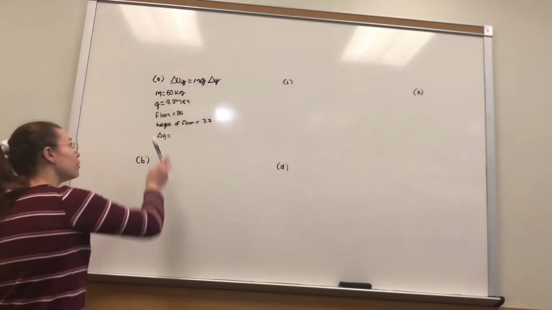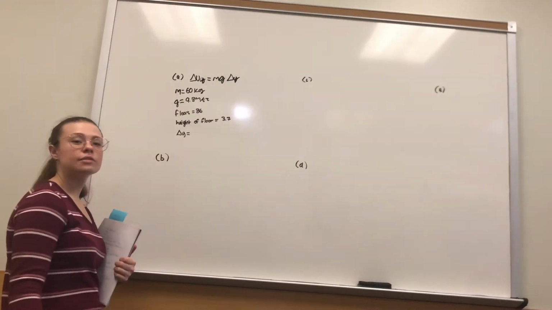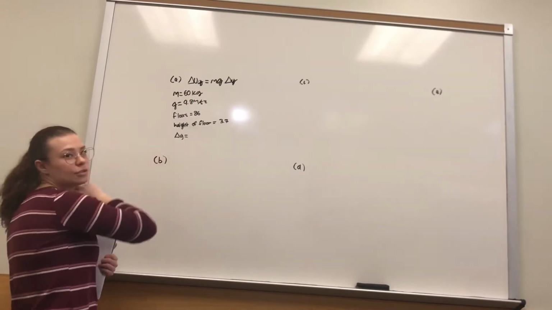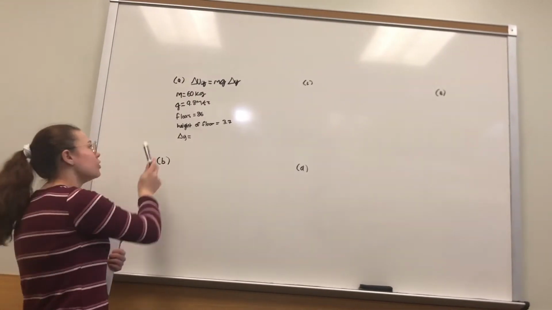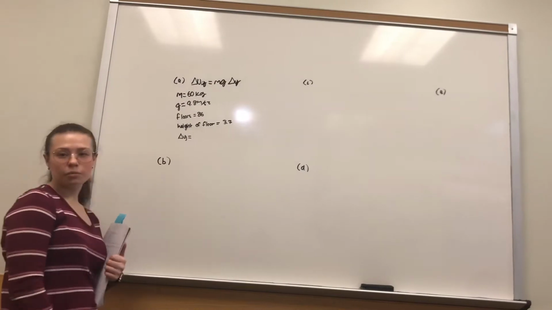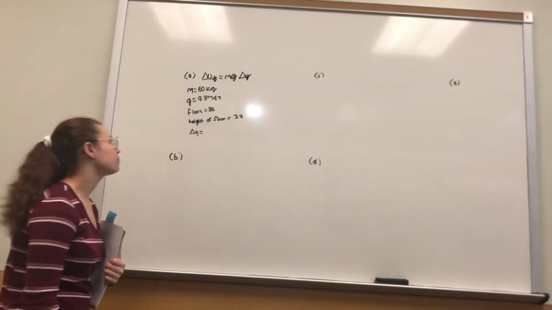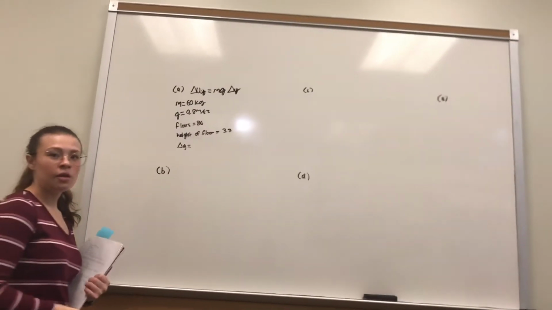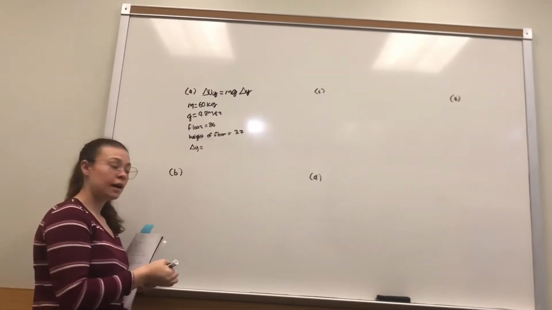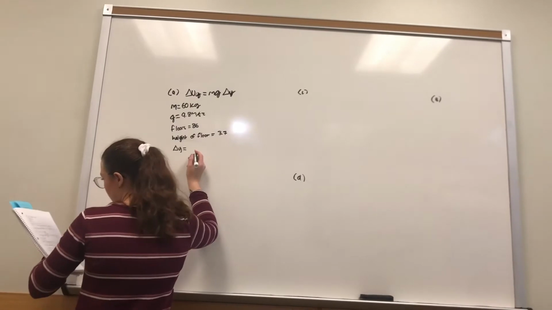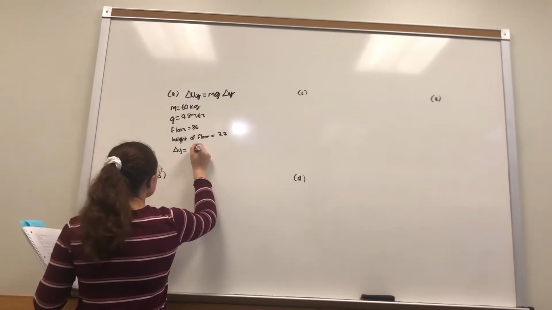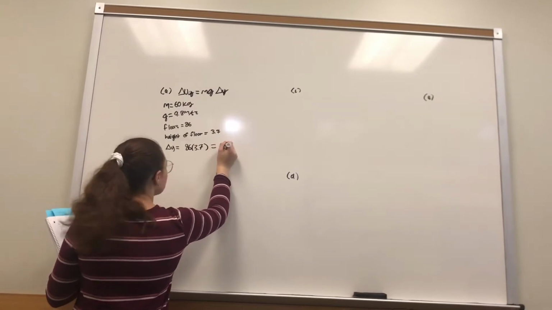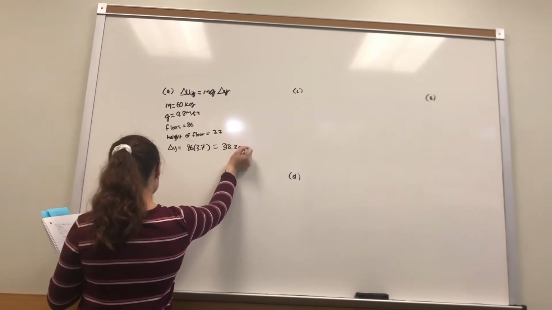So we're going to use the equation, change in UG equals mg change in y. The m is our mass, which is 60 kilograms. Our g is gravitational pull, which is 9.8 meters per second squared. There are 86 floors. The height of each floor is 3.7. So our change in y, which is the height of the building, is going to be 86 multiplied by 3.7, and we get 318.2 meters.